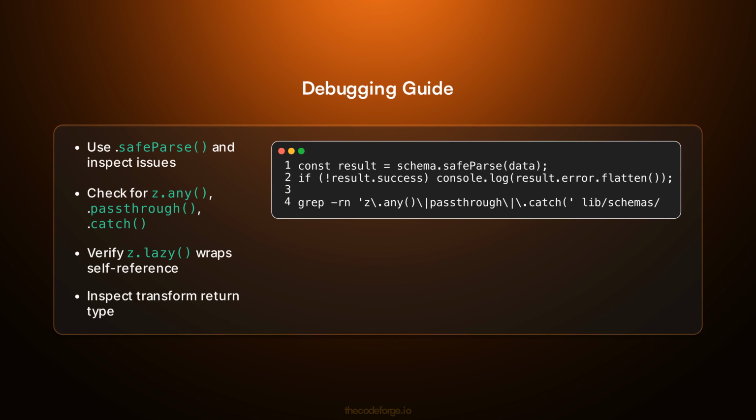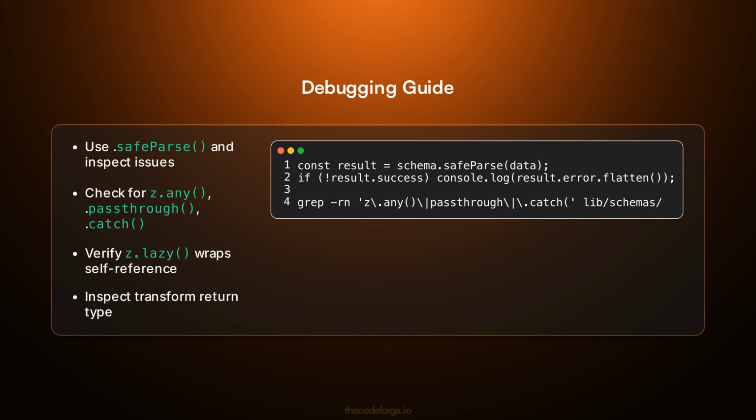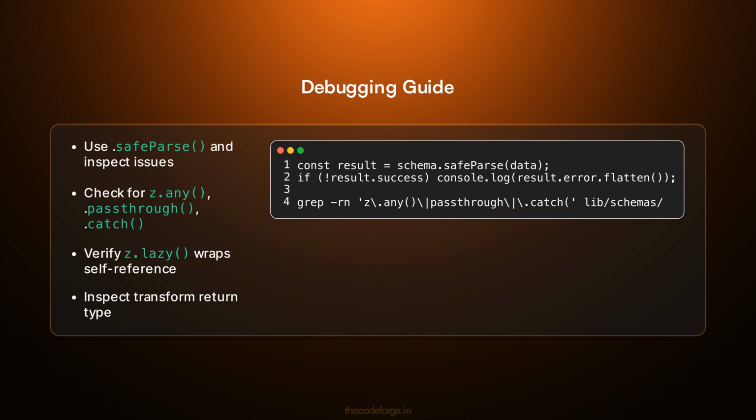To debug validation issues, use safeParse and flatten the errors. Grep for z.any and passthrough in your schemas. For recursive schemas, verify z.lazy is used. For transforms, log the parsed output.